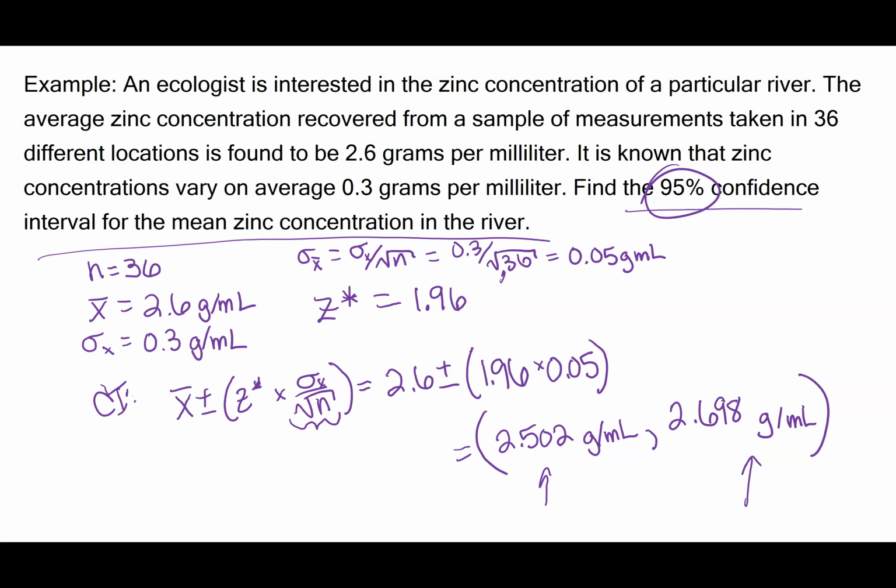So my 95% confidence interval for that mean zinc concentration for all locations on this river is 2.502 grams per milliliter to 2.698 grams per milliliter with a point estimate of 2.6 grams per milliliter. I do not have familiarity enough with zinc concentrations to explain what those units really mean, but I believe at least one of y'all will.